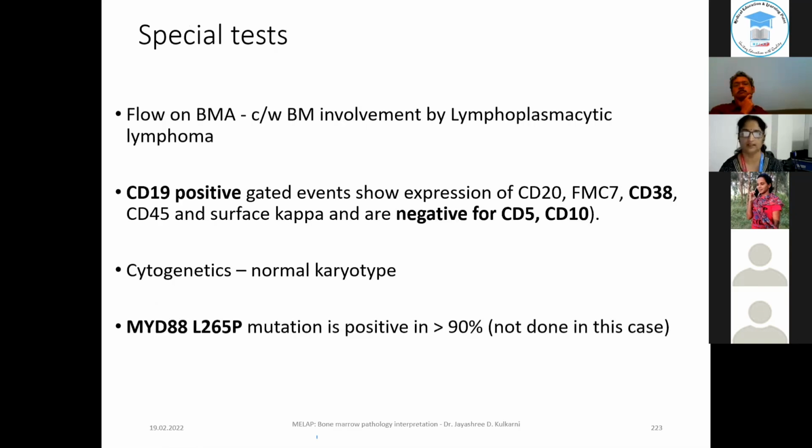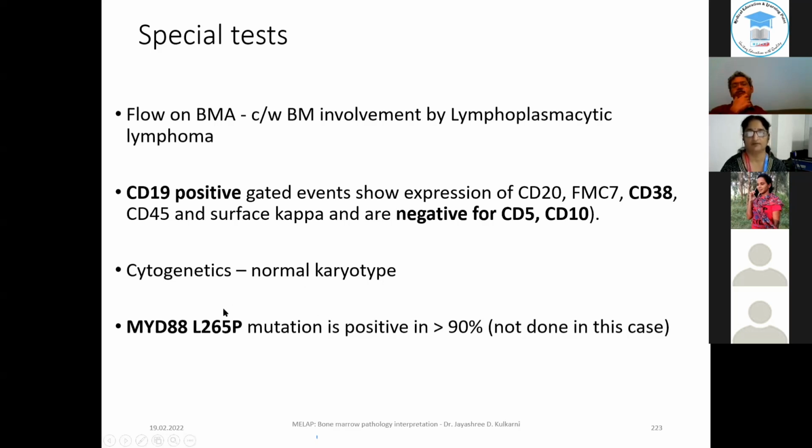So on the bone marrow flow, CD19 positive cells were showing CD20, meaning it is a B lymphocytic neoplasm. CD38 was positive, which is a marker for plasma cells, and these cells were negative for CD5 and CD10. As soon as we say CD5 negative, your CLL gets ruled out, and with CD10 you rule out your germinal center, that is follicular lymphoma, DLBCL, and Burkitt's, right? Here cytogenetics was normal.